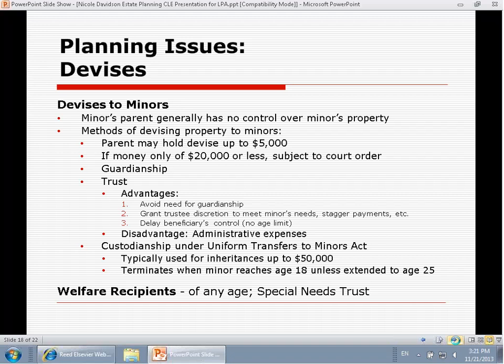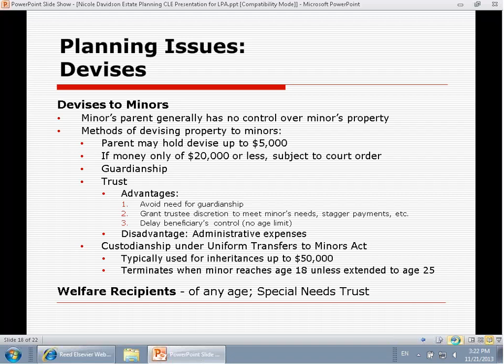Also, if there will be a gift of cash only and the gift will be $20,000 or less, then that can be handled with a court order. So, perhaps the simplest estate planning where you're not doing a trust, you're only doing a will, you're giving away really small amounts of property. It's okay not to add what will happen for management of that property. A guardianship would be appointed by a court and overseen by a court.